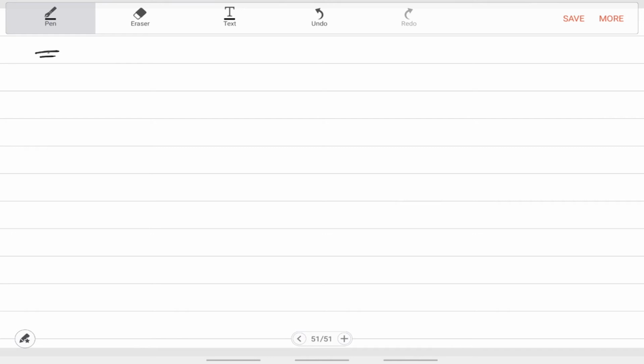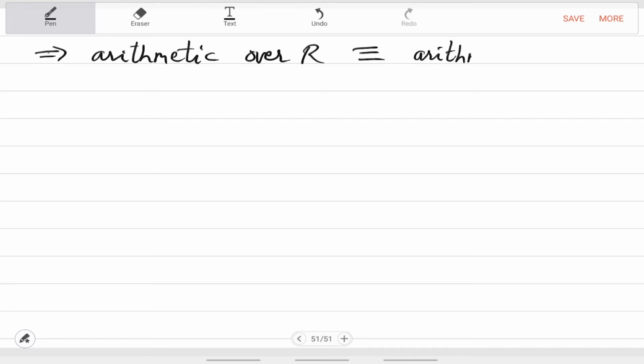So arithmetic over R is the same as arithmetic mod m and that mod 4 raised to k plus 1. This is by Chinese remaindering.